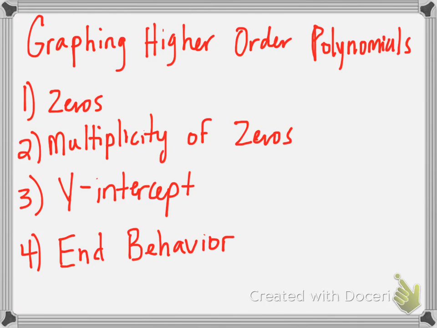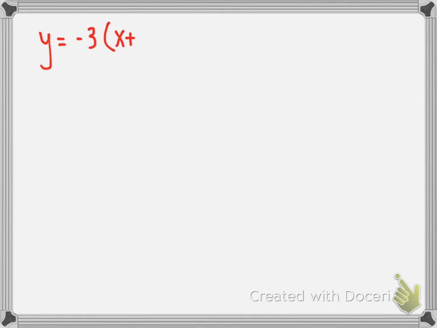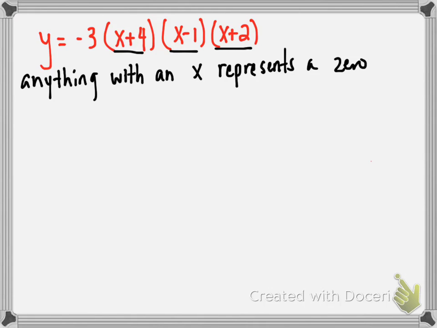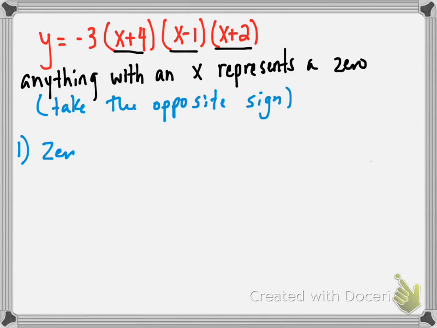In order to graph higher order polynomials, you got to have 4 things. You got to have the zeros, the multiplicity of each zero, your y-intercept, and your end behavior. So we're given this right here, negative 3 times x plus 4 times x minus 1 times x plus 2. Remember, anything with an x represents a 0, so that first -3 is not a 0. Everything with an x is, and basically all you're going to do is take the opposite sign of that. So our zeros are going to be -4, +1, and -2. And we get that from looking inside the parentheses, take the opposite sign.